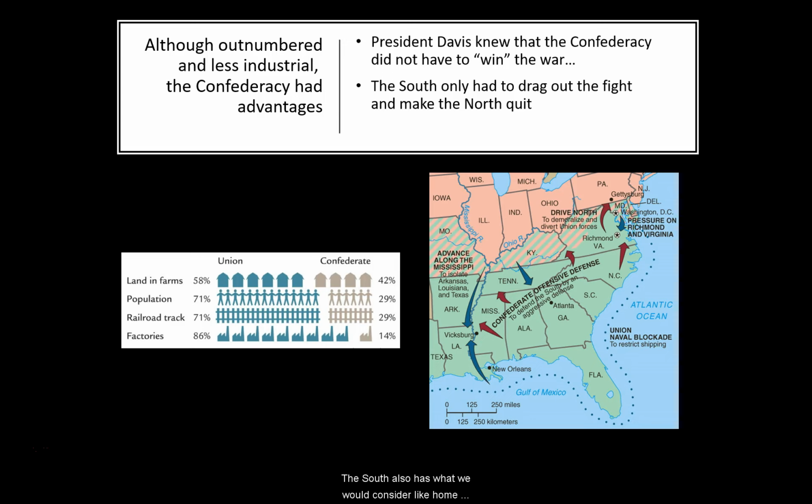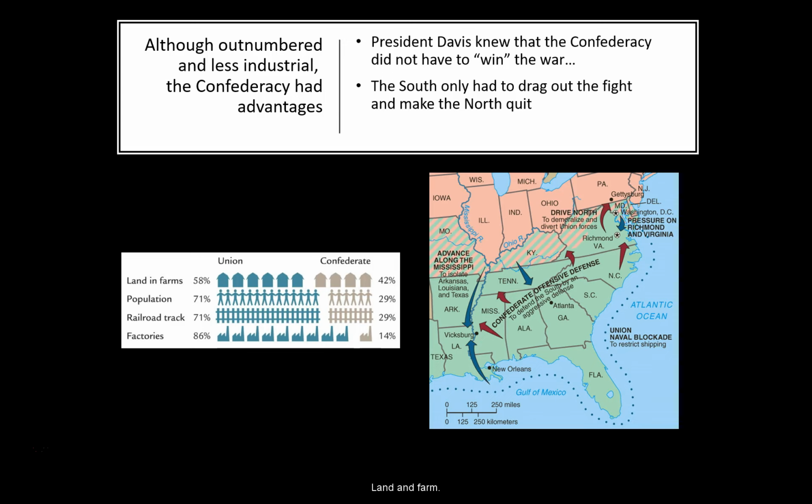The South also has what we would consider home court advantage or home field advantage, because the North has to come into the South to fight, and most of the South are good old boys from hometowns. So as they're going through and fighting, it's going to be those Southern troops that really know the lay of the land, and they have that tactical advantage over the North.